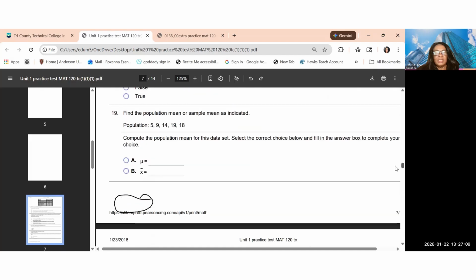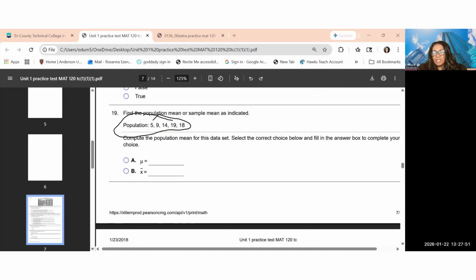Well, let's go to number 19. It says find the population mean. So maybe this is the only calculation we are going to do. When it says find the population mean, it means add all of them. The important thing is that they told you it's population. So add all of them and divide by the number. If you want to do it by hand, that's fine, algebraically, but I have to pull up my calculator and do it by calculator.